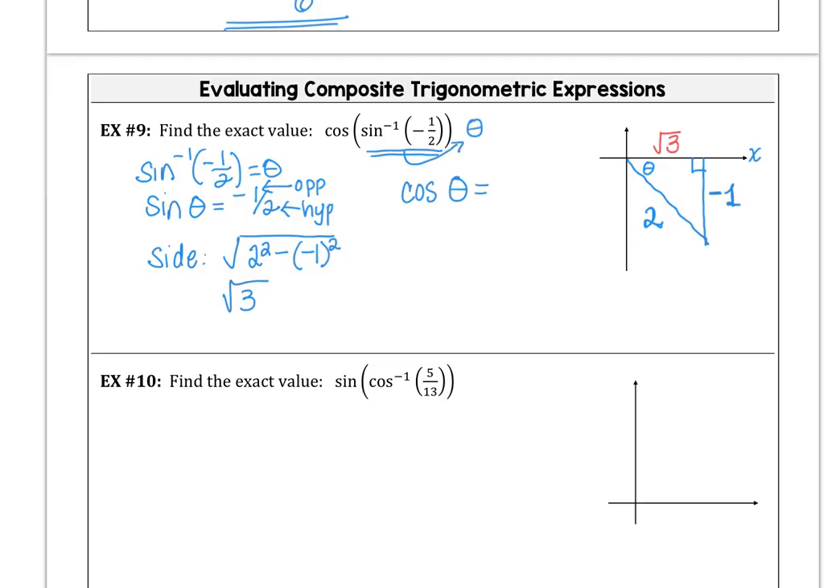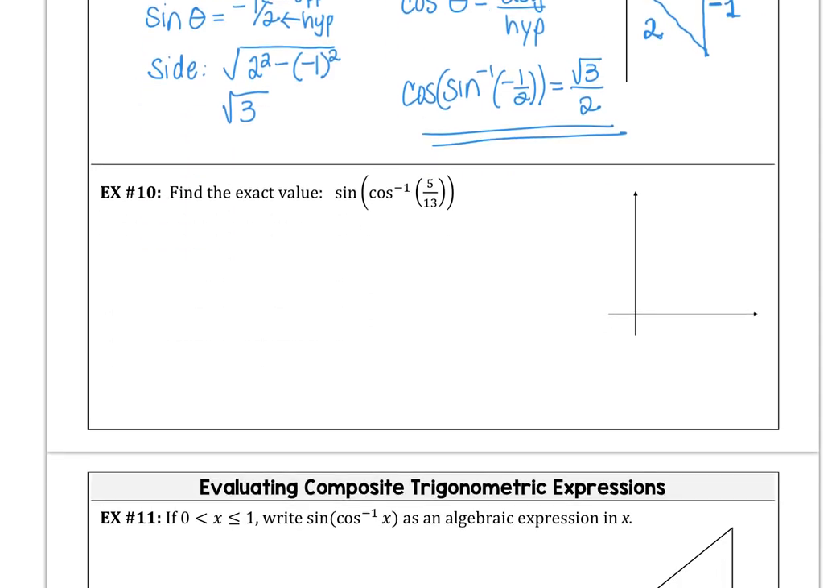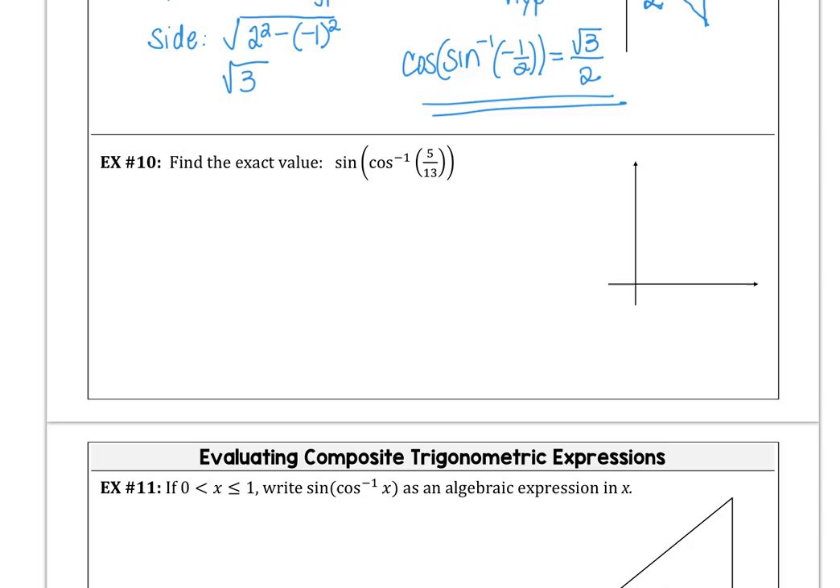The cosine of the angle is the side adjacent divided by the hypotenuse. So the cosine of the sine inverse of negative 1/2 is the adjacent side, that's radical 3, divided by the hypotenuse. So radical 3 over 2 is the answer to our question. You want to try number 10 on your own, or you want to work through it with me?